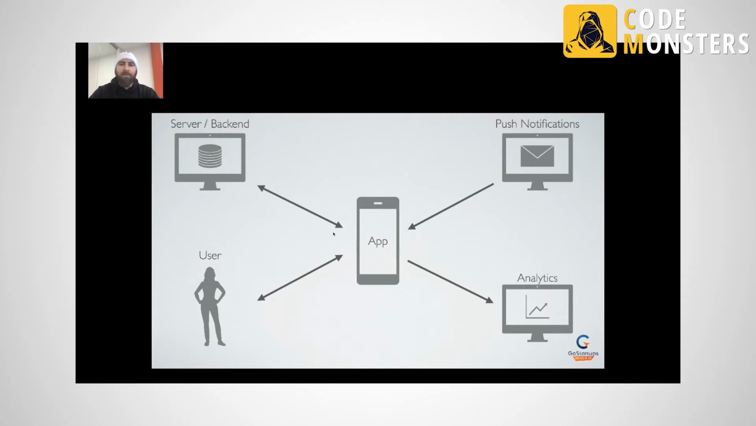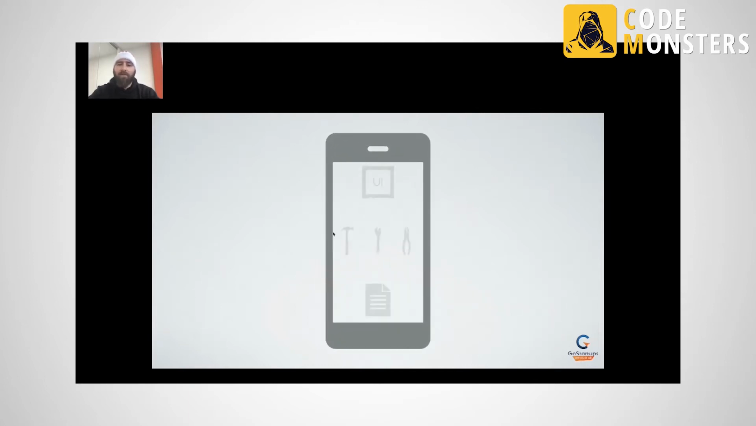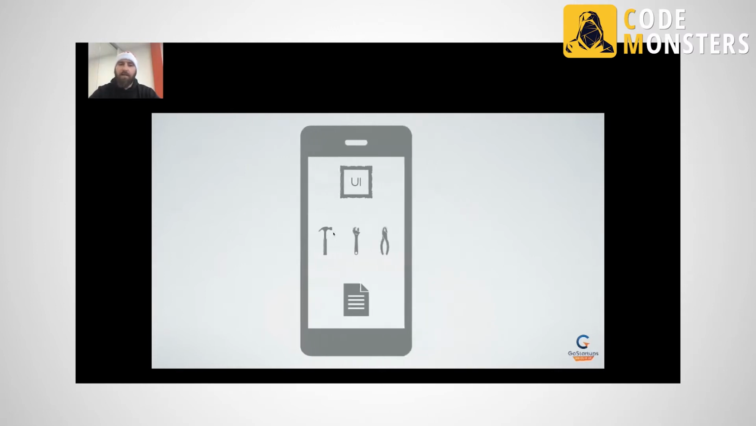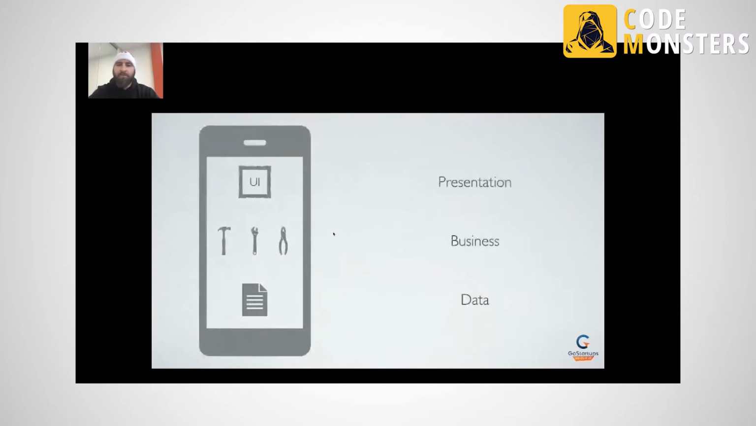But let's go deeper into the mobile application itself. I have separated it into 3 different layers, which are the presentation layer, otherwise called UI. We have the business layer, which is controlling and manipulating the data, and we have the data itself.